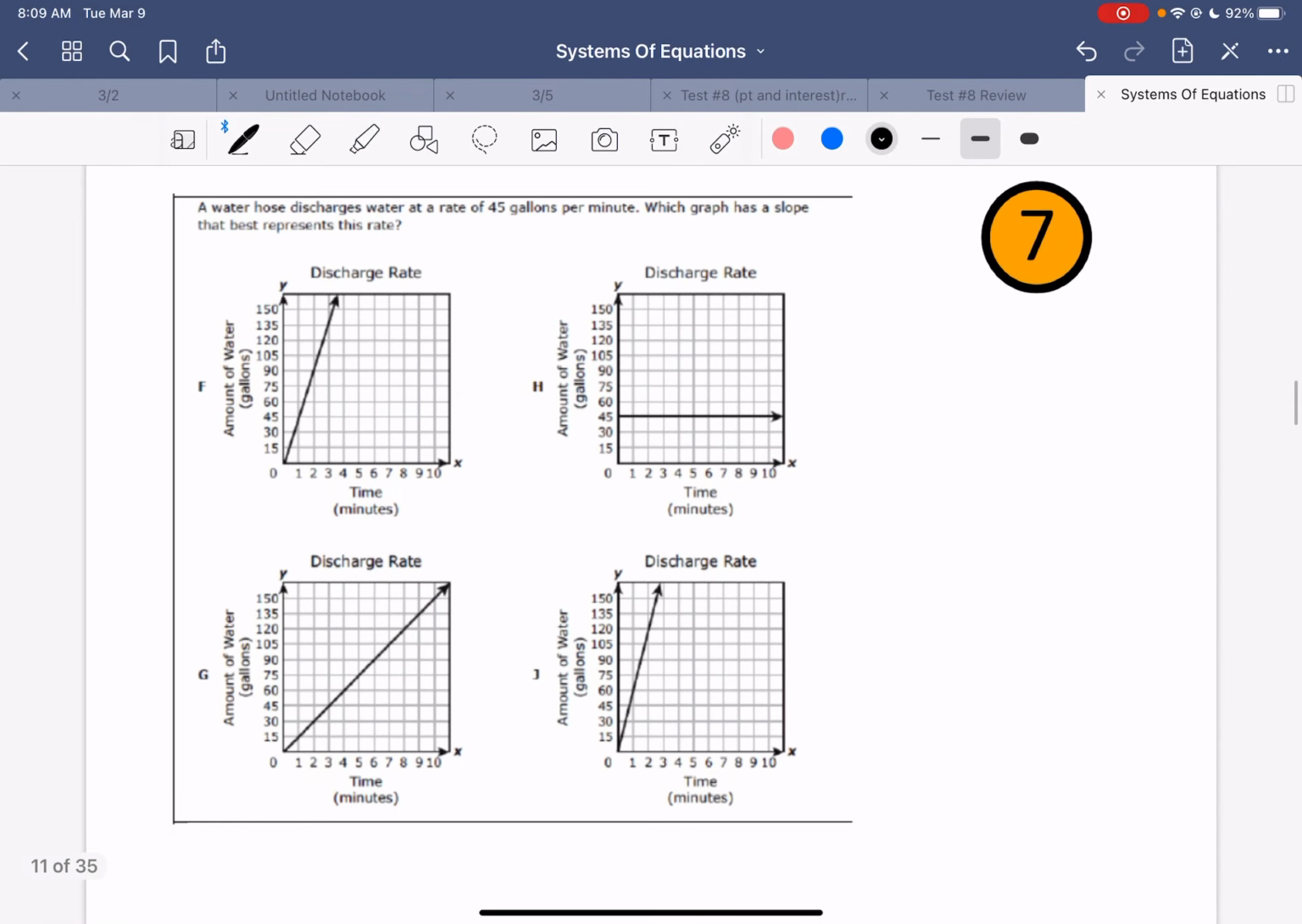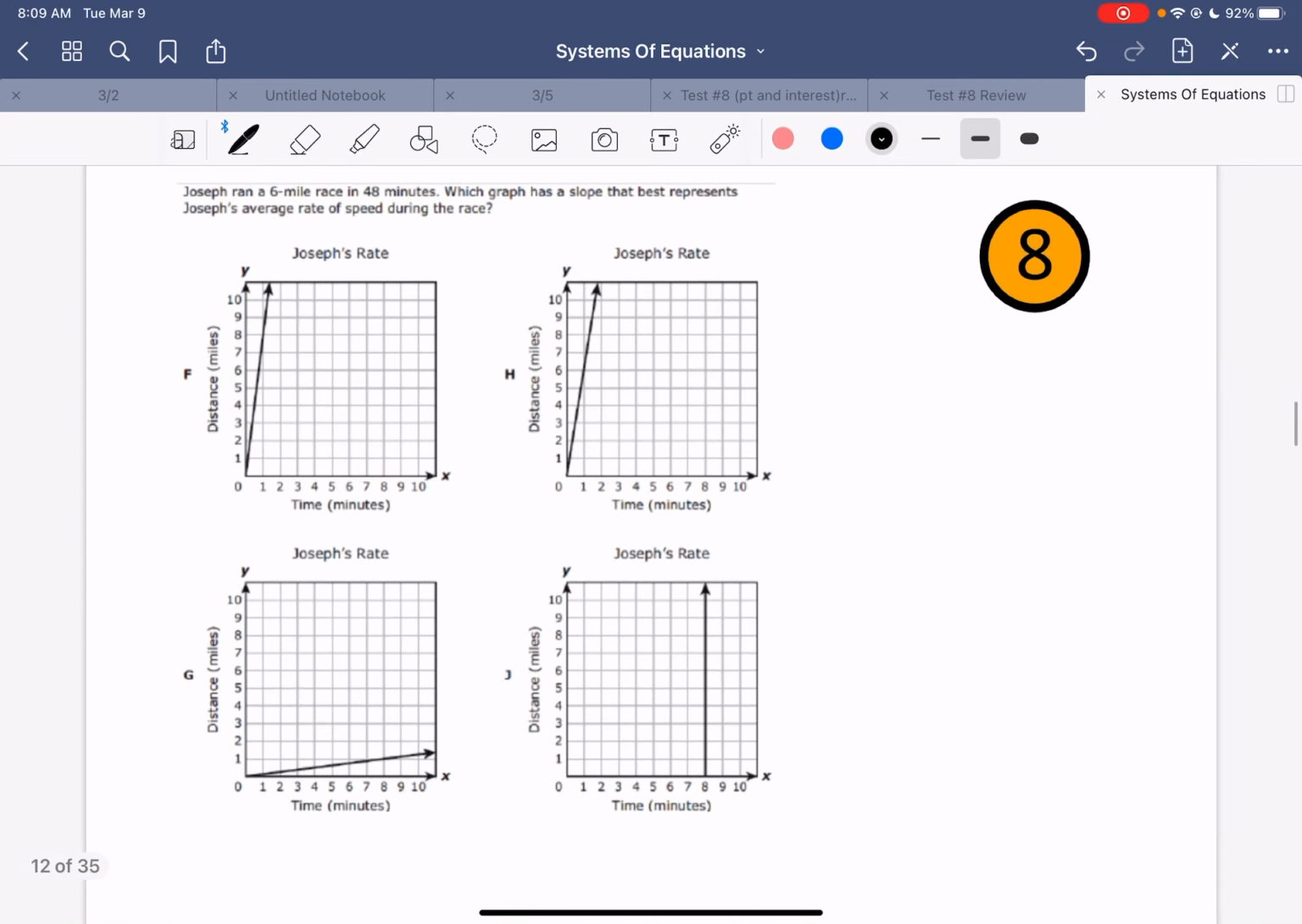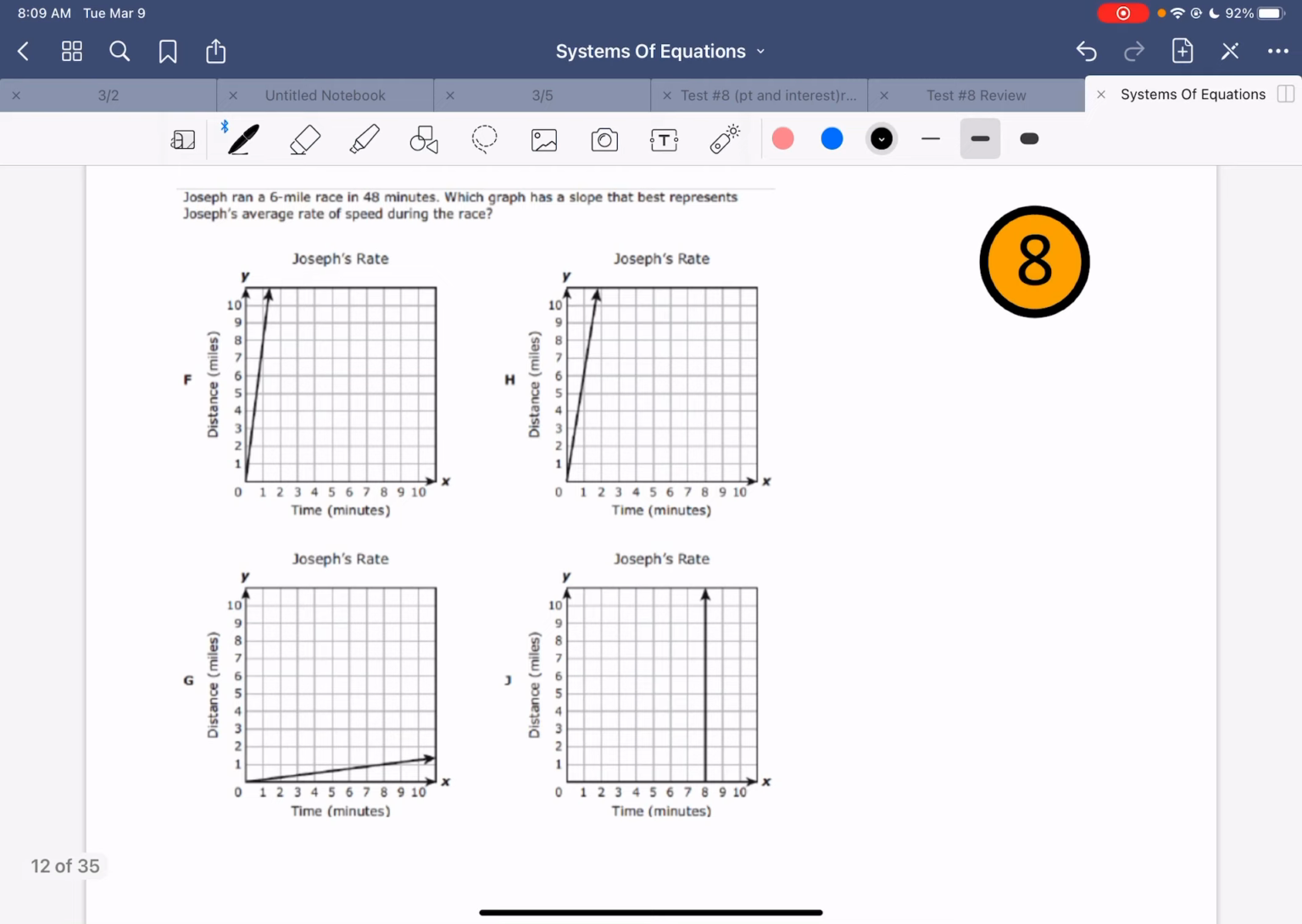Okay, another one. So pause this. I'm going to have you choose one and write it down on your paper. Again, Joseph running 6 miles, pause, write it down.